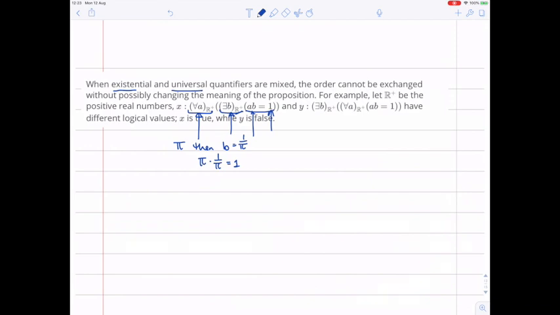But now let's see what happens if we switch our order of quantifiers. Now we're saying there exists a b in the positive real numbers such that for every a in the real numbers, ab is equal to 1. What this is saying is that there's some particular b which, no matter which a I take, when I multiply them together gives me 1, and that's clearly not true. So from this example, you can see quite clearly that the order of existential and universal quantifiers is super important.